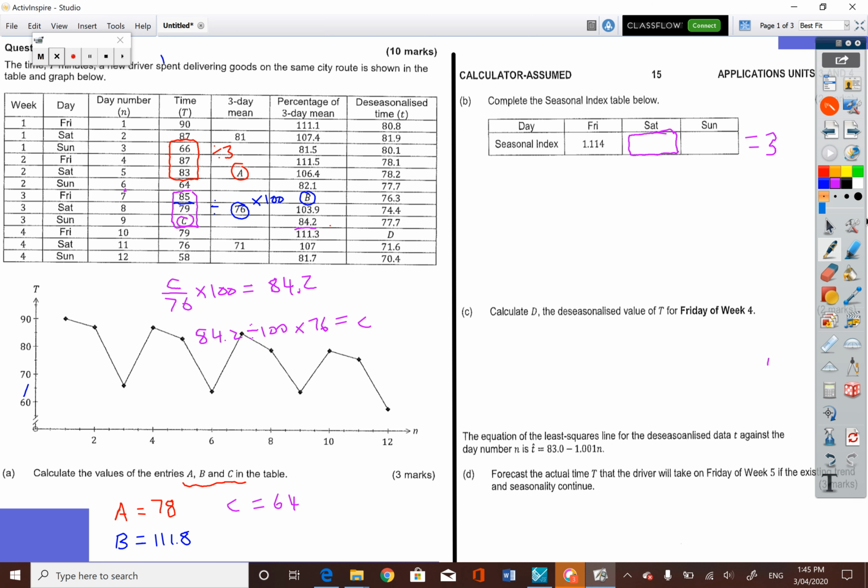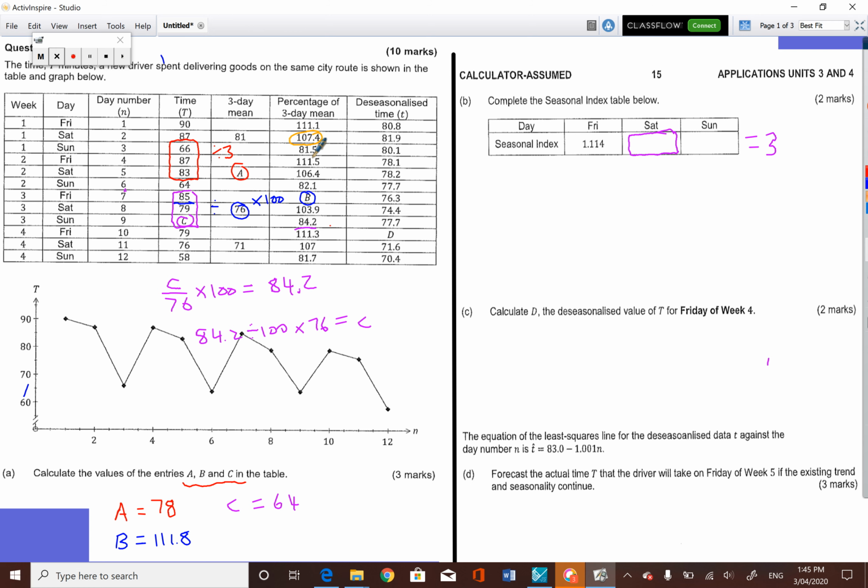Now with Saturday, what we're going to do is we're going to go back to our table and we're going to find all the values of the percentage means for Saturday. So let's do that now. I'll do that in orange. Here we go. So the first Saturday was 107.4. We'd then get 106.4. We'd then get 103.9. And then we'd get 107. We're going to get those 4, add them together, and divide that by 4. You will obviously show this properly in your working out. But when you do that, that would then equal 1.062.